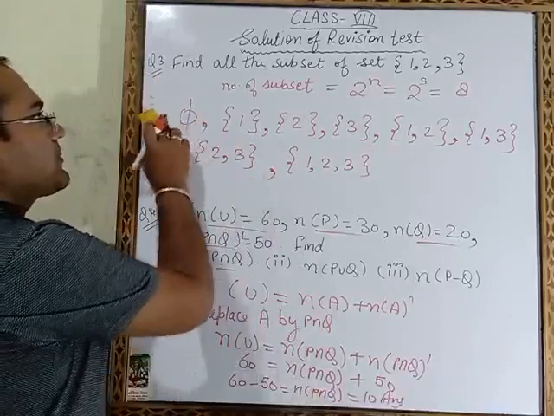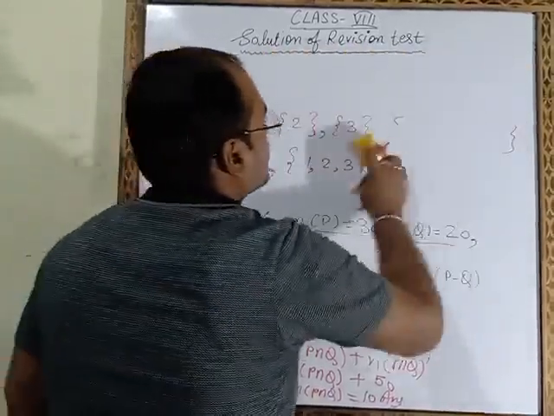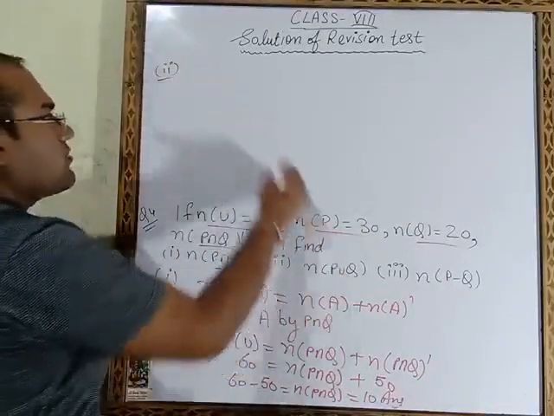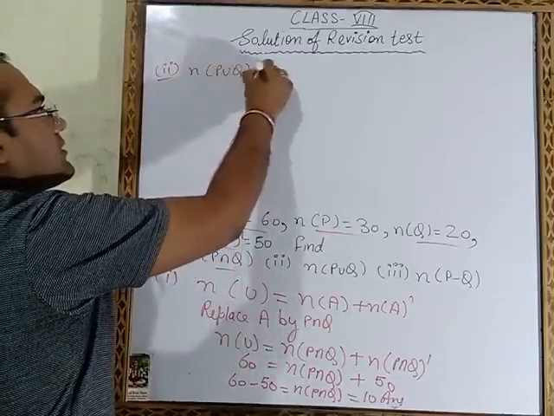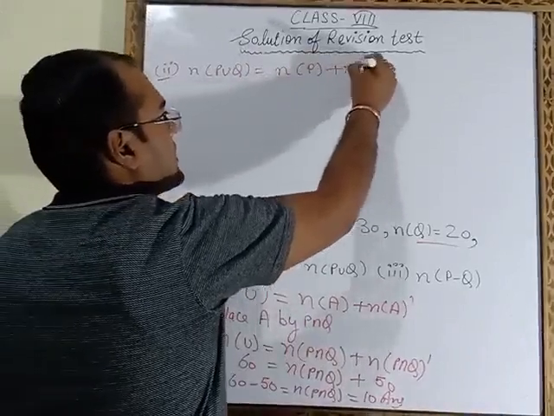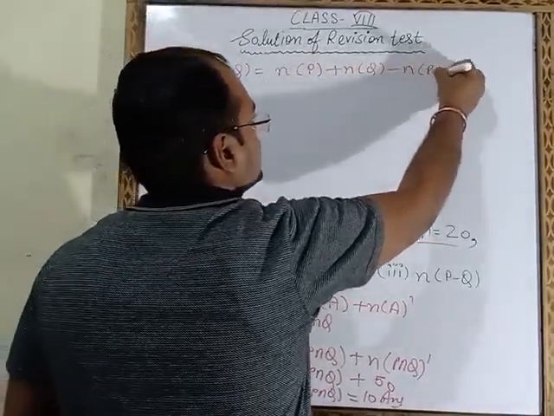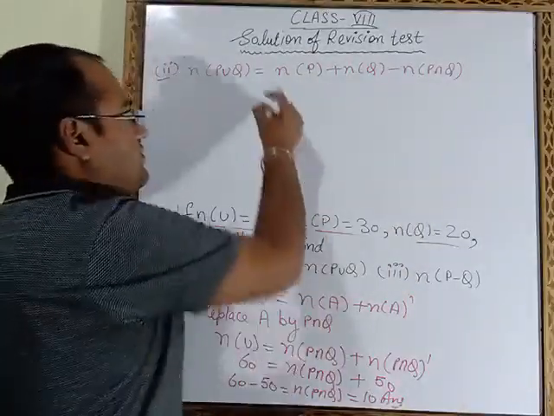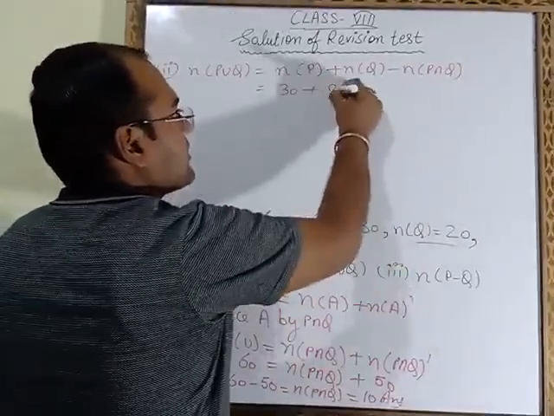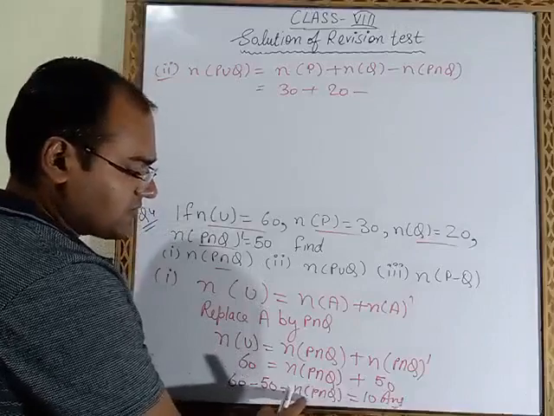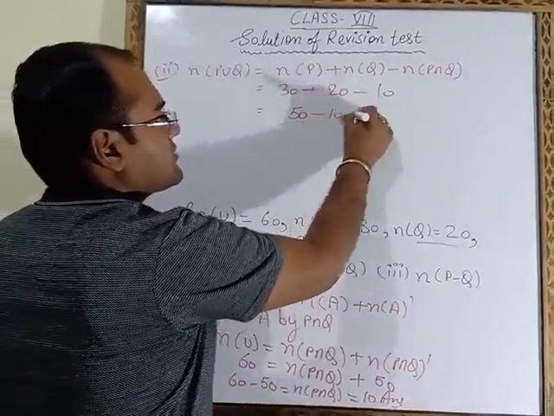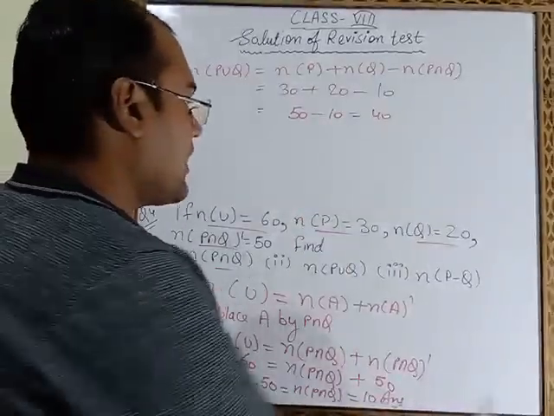Now see the second part. In the second part, he said n(P ∪ Q) you have to find. In order to find n(P ∪ Q), we will use the formula n(P) + n(Q) minus n(P ∩ Q). What is the value of n(P) here? 30. The value of n(Q) is 20. Minus n(P ∩ Q), which we just found in the first part, is 10. So 30 plus 20 is 50, minus 10, so the answer is 40.